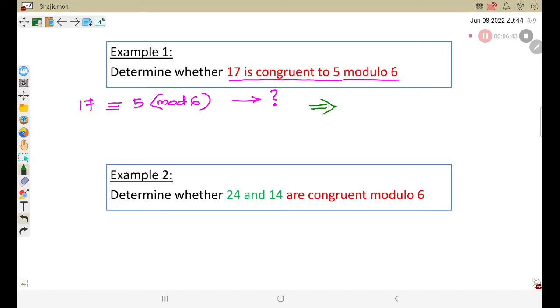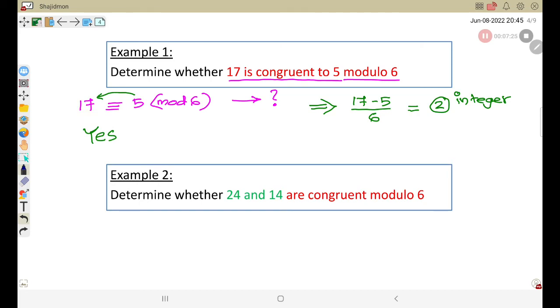How are we checking? Just subtract 17 minus 5, divided by the modulo number. What is the modulo number? 6. 17 minus 5 divided by 6. We can check by calculator what number we get. It is equal to 2, which is an integer number. So what is the answer? Yes, it is congruent. That means 17 is congruent to 5 mod 6. It is correct. Now we will go to the next example.